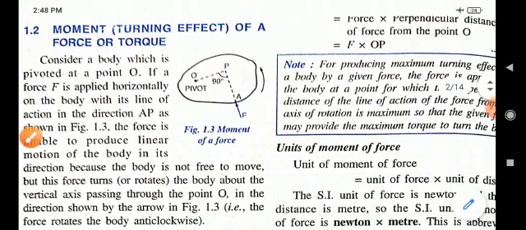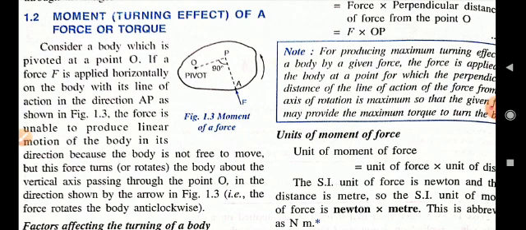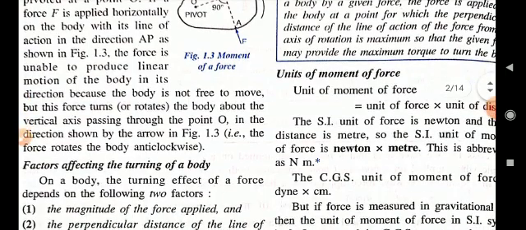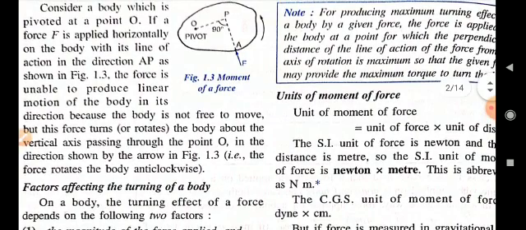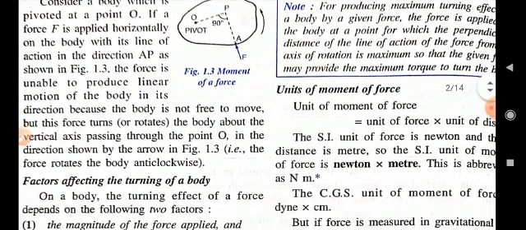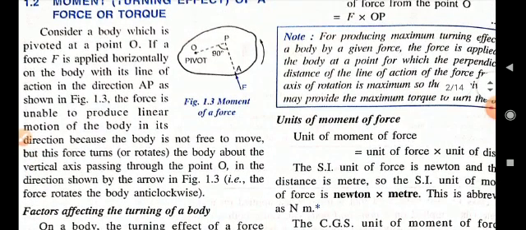Consider a body which is pivoted at point O. If a force is applied horizontally on the body with its line of action in the direction AP as shown in this figure, the force is unable to produce linear motion of the body in its direction because the body is not free to move. But this force turns or rotates the body about the vertical axis passing through the point, in the direction shown by the arrow.